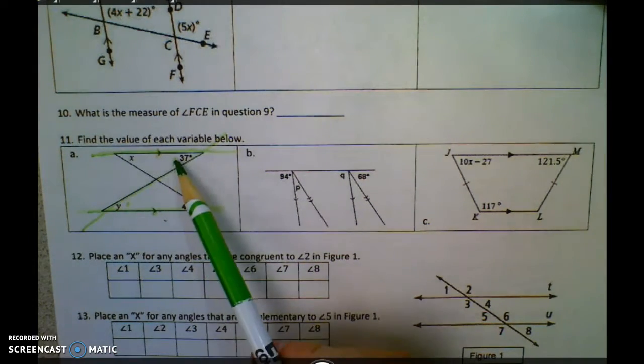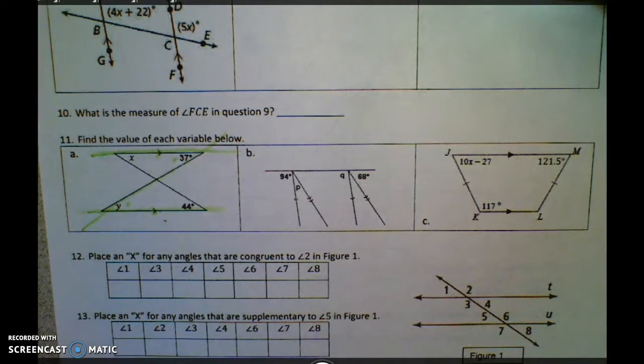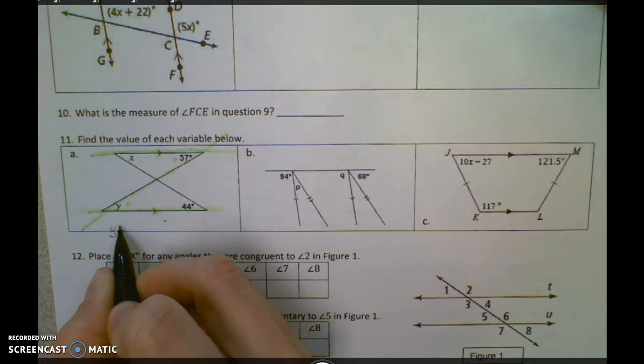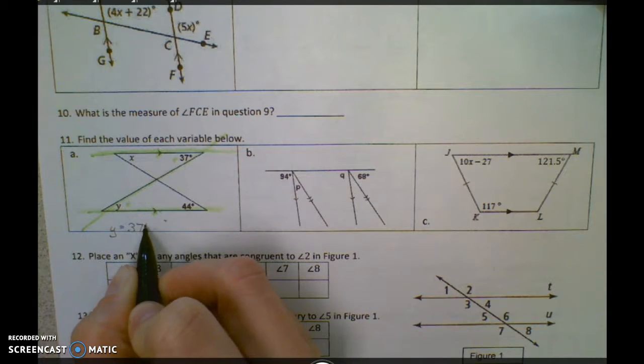So if you look at the two angles that I am going to consider, they're on different sides of my transversal. They're inside those two parallel lines. Therefore, they are alternate interior angles, and alternate interior angles are congruent. Y would be 37 degrees for that reason.